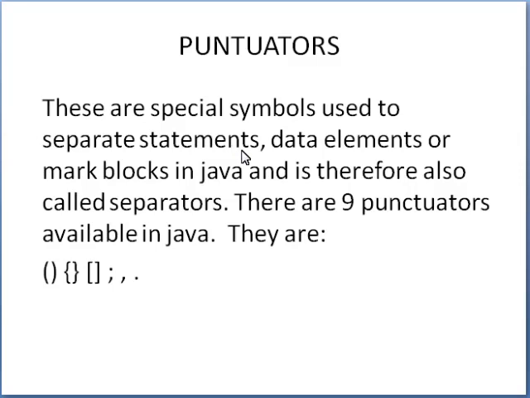When we are writing statements in Java programming, we use some separators: brackets, curly braces, square brackets, semicolon, comma. They separate data elements or mark blocks in Java, and are therefore also called separators. There are 9 punctuators available in Java. They are open bracket and close bracket, open curly brace and close curly brace, open square bracket and close square bracket, semicolon, and comma.